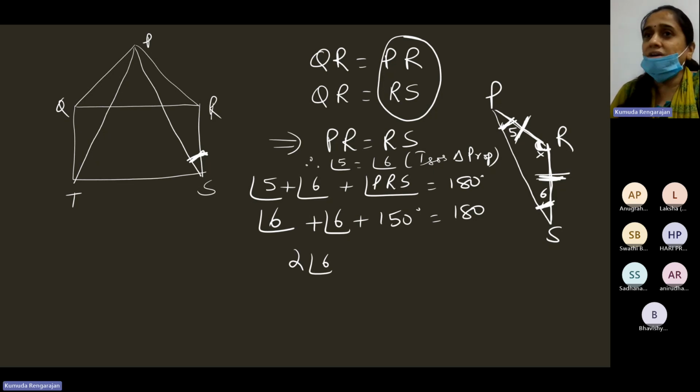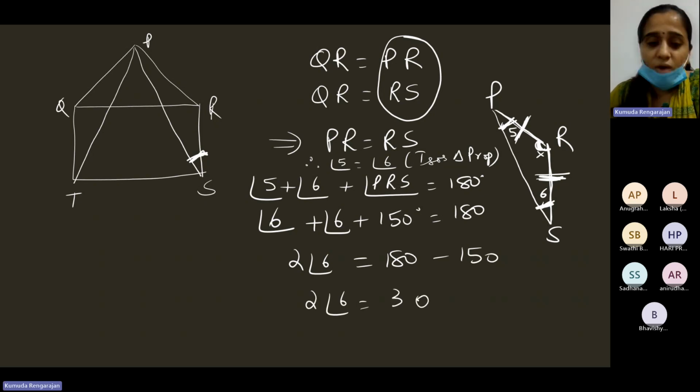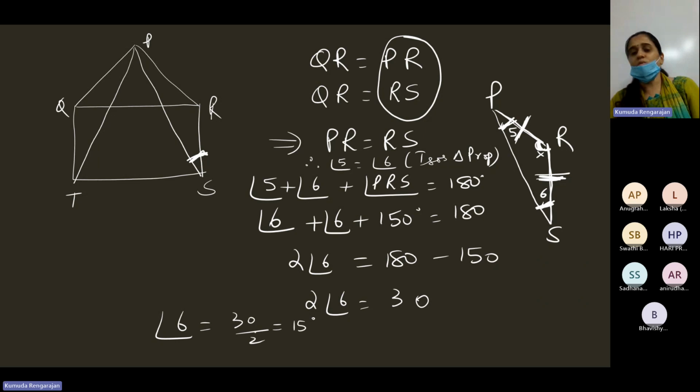Angle 6 plus angle 6 is not angle 12. I'm not treating all of you as dumb. I'm sure you all know twice angle 6, but just in case, I want you to remove that from your mind. Angle 6 plus angle 6 is not angle 12, it's twice of angle 6. Don't add the numbers. So twice of angle 6 is equal to 180 minus 150, so twice of angle 6 is equal to 30 degrees. So angle 6 is equal to 30 by 2, which is 15 degrees. Hence, we have proved that angle PSR, angle 6, is equal to 15 degrees.